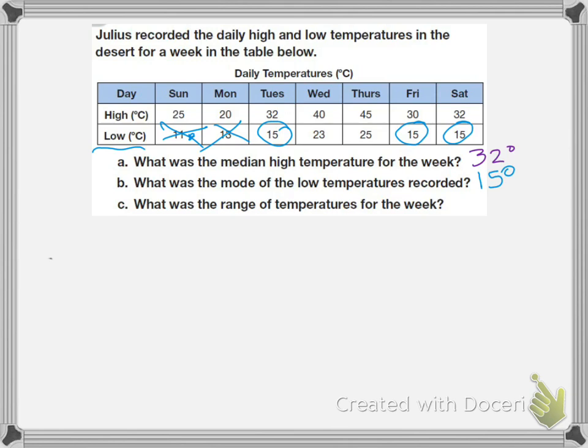The last question says, what is the range of temperatures for the week? The range is always the biggest number, the highest number, and the lowest number, and we subtract them. So for my highest number for the week, I'm going to look at the highs. My highest number is 45. Then for the lowest number, I'm going to look at the lows, and my lowest number is 11.